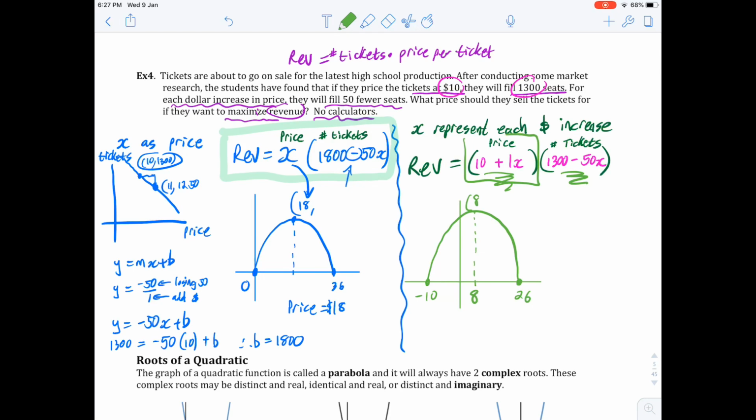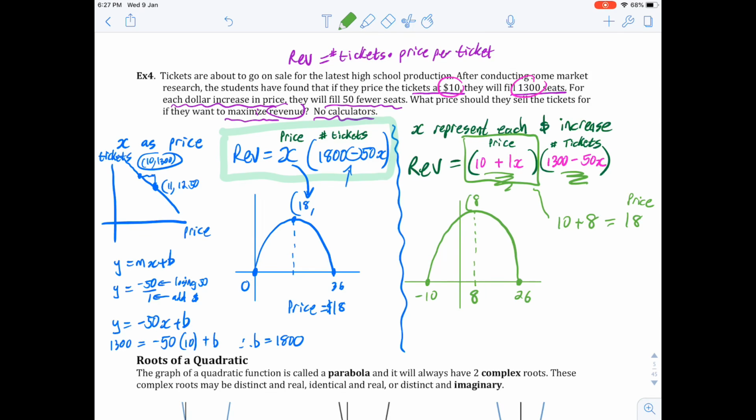But if you look carefully over here, the price function is in fact 10 plus x, which is 10 plus 8, and so once again we have a price of 18, which will produce the maximum revenue. And so even though the two functions are slightly different, they've produced different x values, since x does not represent the same thing in each of the functions, we still get the same answer.